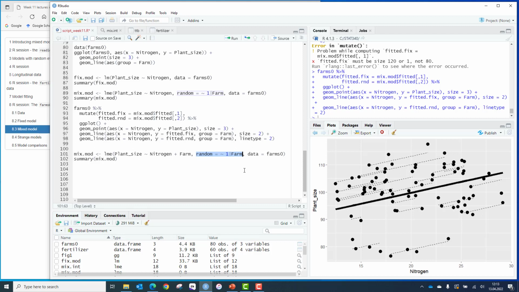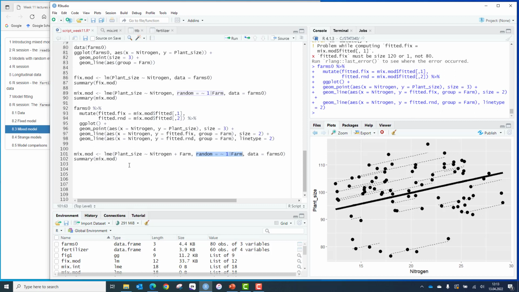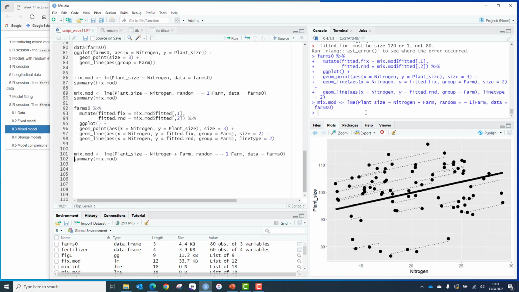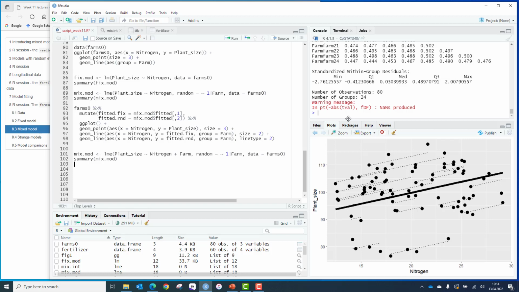I mean, isn't this completely crazy? You cannot both have the fixed effect of farm and then a random effect of the same farm. The point is that you can actually have this when it comes to fitting the model, because if I run the model fitting here now, it works fine. And the summary output, let's have a look at it.